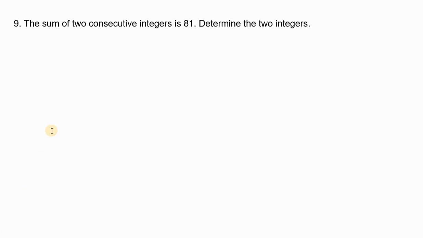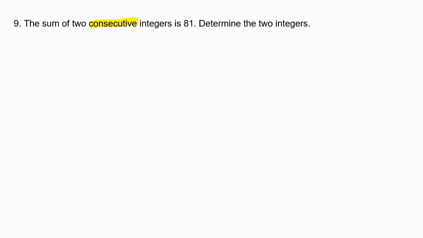Okay, problem number 9: the sum of two consecutive integers is 81. Determine the two integers. All right, so you need to know what the word consecutive means. And that means one right after the other. Now, you've probably heard that term consecutive in history class before. For example, Roosevelt was elected president 4 consecutive terms. You may have heard the word consecutive in sports. For example, a certain team has won 2 consecutive Super Bowls. Right, so it means one right after the other, or back to back.